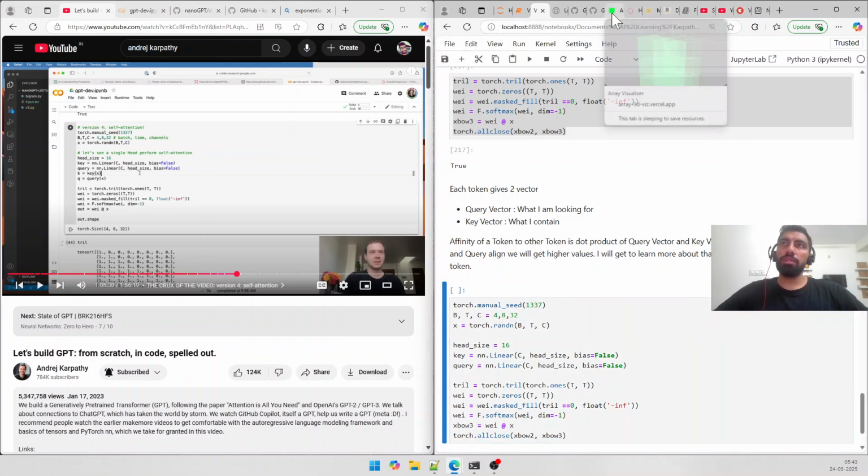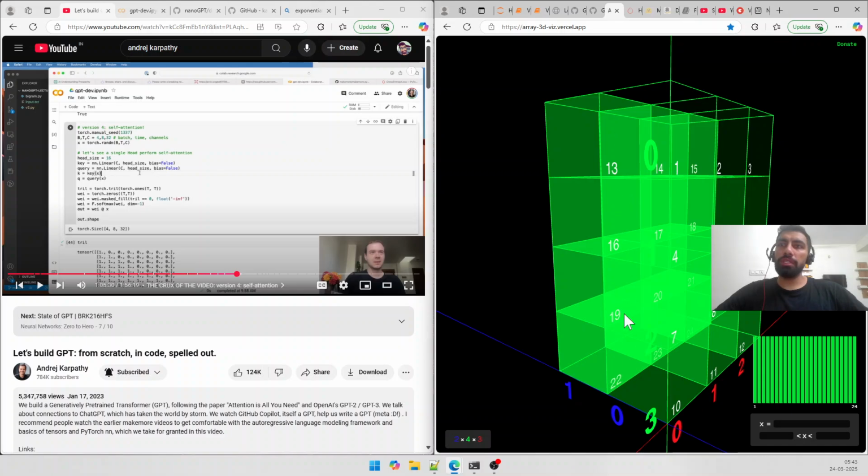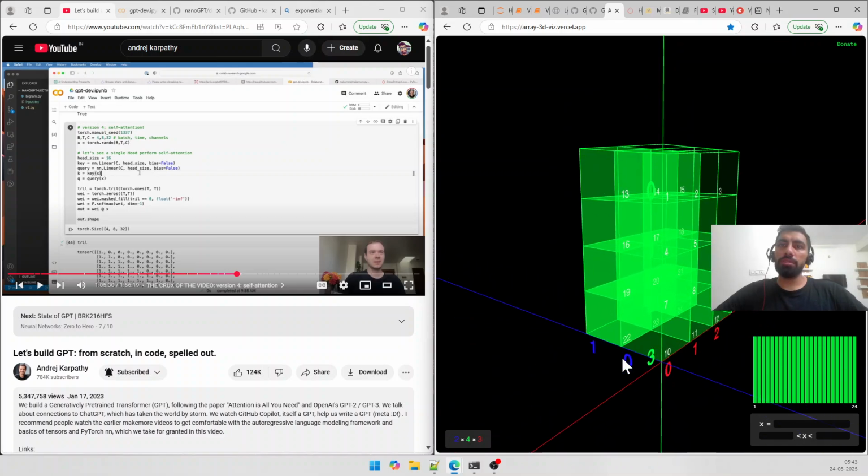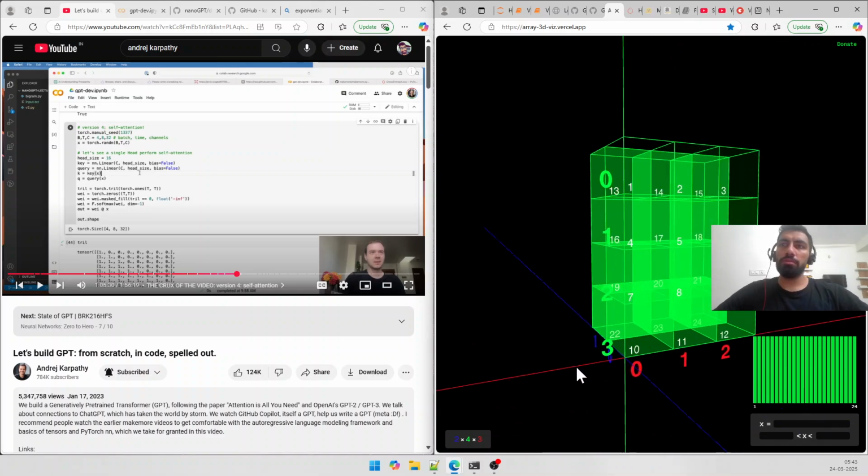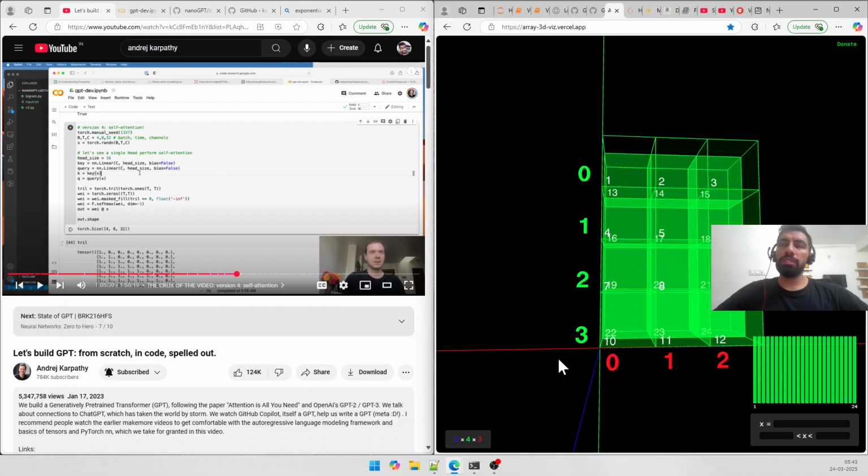So for each of these, this 0, 1, 2, 3, that is the C that you see, capital C, that is 32 in length. We will take it through that linear layer, and the output we'll get is head size. What is the head size? That is 16.